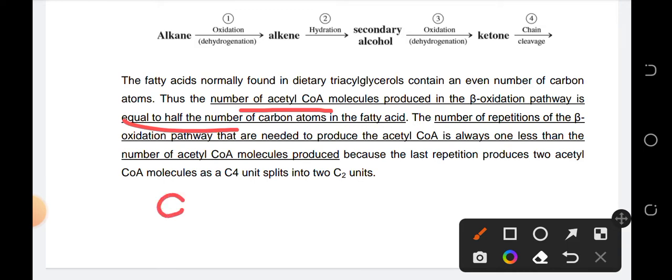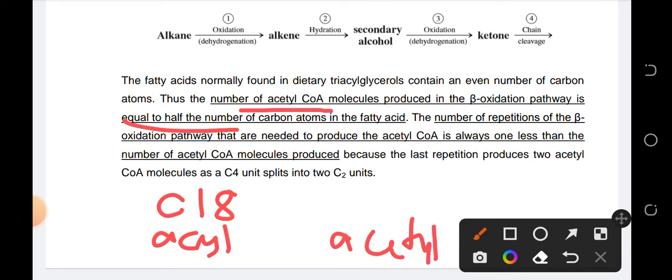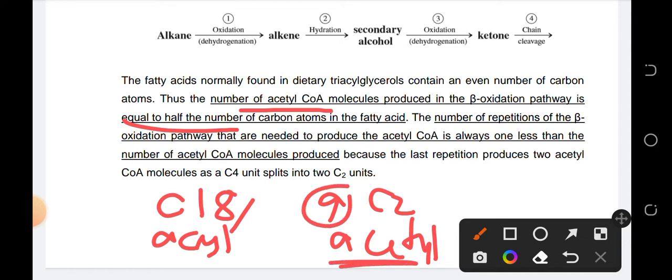So, kapag meron tayong 18 carbon atoms, of course, 18 carbon atoms na acyl, kasi haba niyan, no? Ang kailangan natin ay acetyl, which is 2 carbon atoms lang. Of course, ang maproproduce dyan ay 9, half of the 18. So, 9 acetyl-CoA ang maproproduce during beta oxidation from that 18 carbon atom acyl.